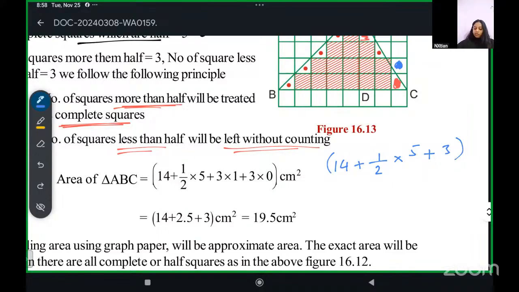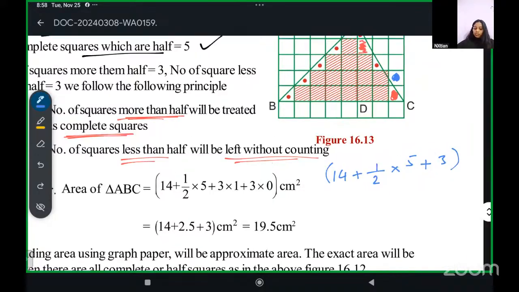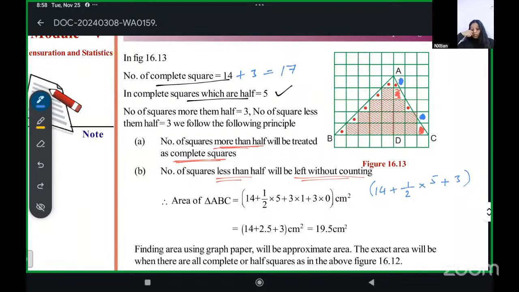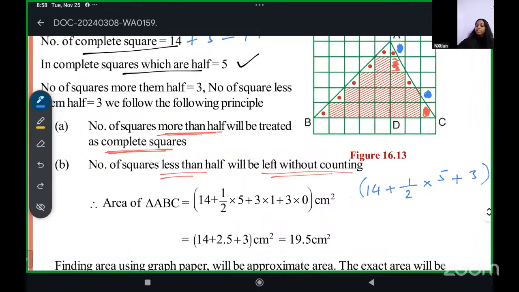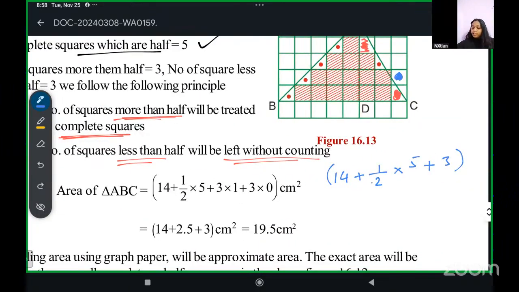Ma'am, why can't we add the less than half to more than half and count it as 1? No, Emma. The lesser halves are totally discarded. The lesser halves are not counted, but the more than halves are counted as one full thing. So 3 into 1 plus 3, I don't know why they have done it.